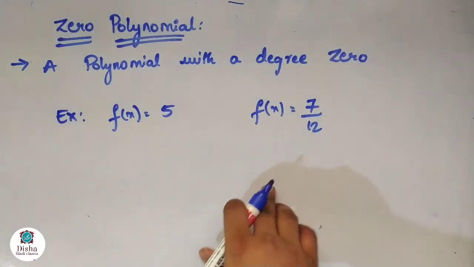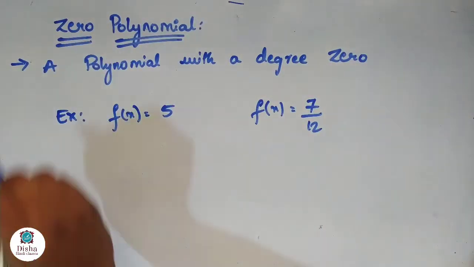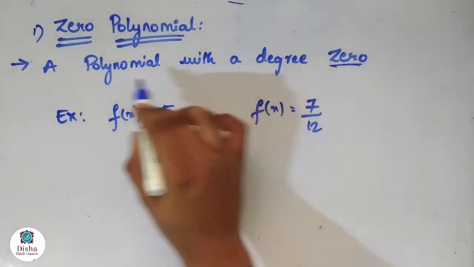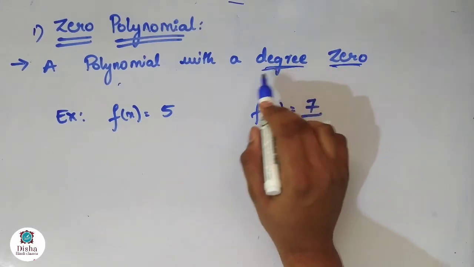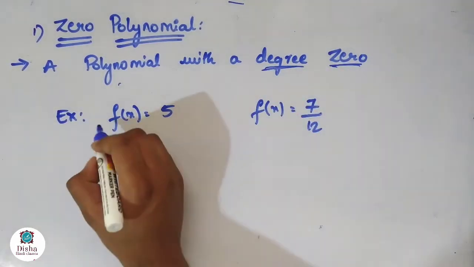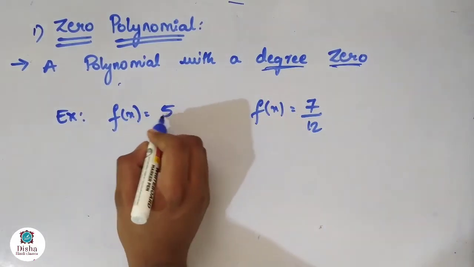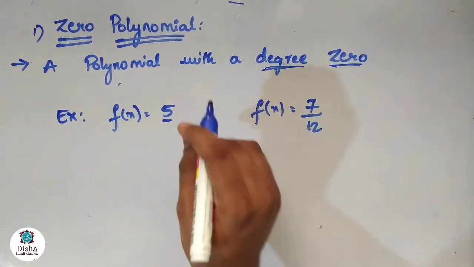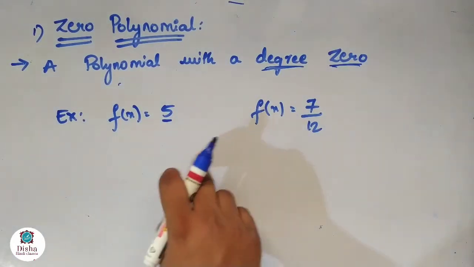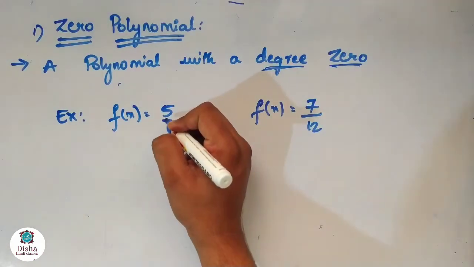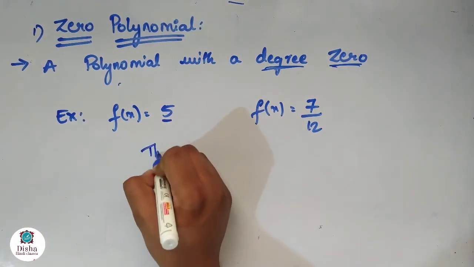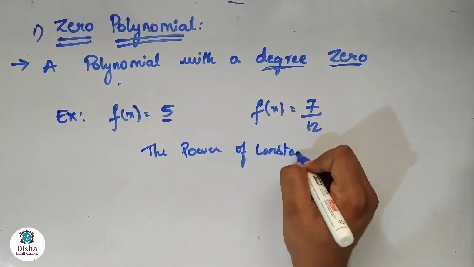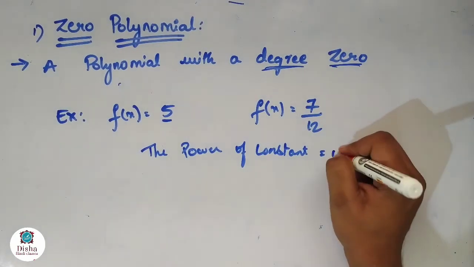Now let us see different types of polynomials. The first one is the zero polynomial, a polynomial with degree 0. What is degree? The highest power of an exponent, right? So let us take an example, f of x equals 5. Here we don't have any variable. The power will always be on a variable, right? So we have a constant, and the power of a constant will always be 0.